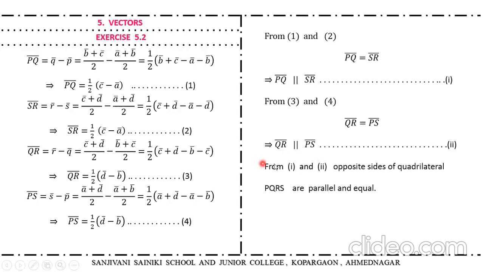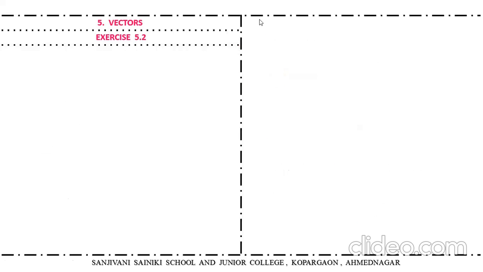So from equation 1 and 2, opposite sides of the quadrilateral PQRS are parallel and equal. This equation tells us that the opposite sides of the quadrilateral are parallel, and equality says that their magnitudes are same. That means their length is same. Hence, the quadrilateral PQRS is a parallelogram. Okay.